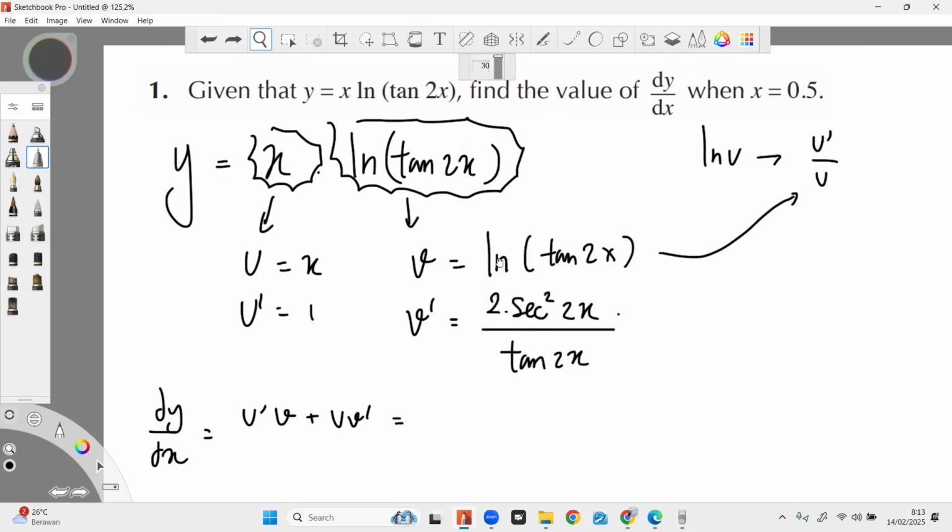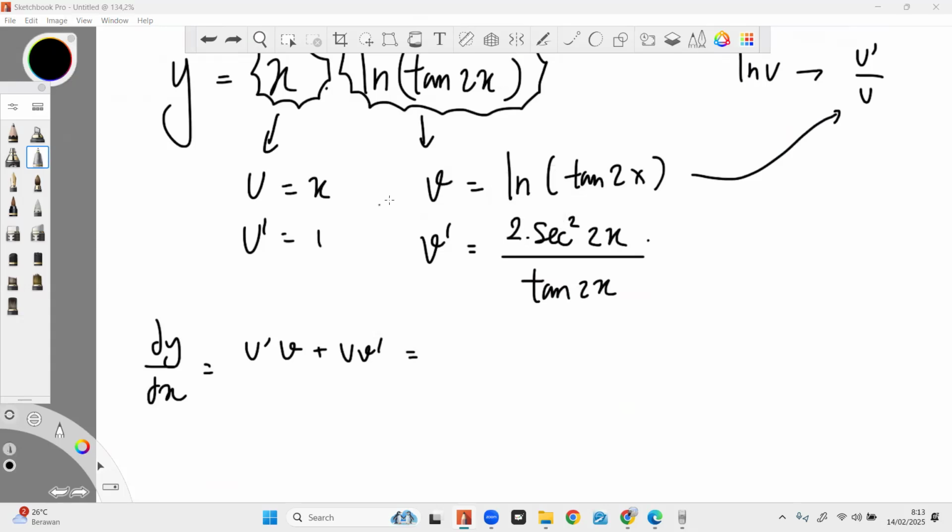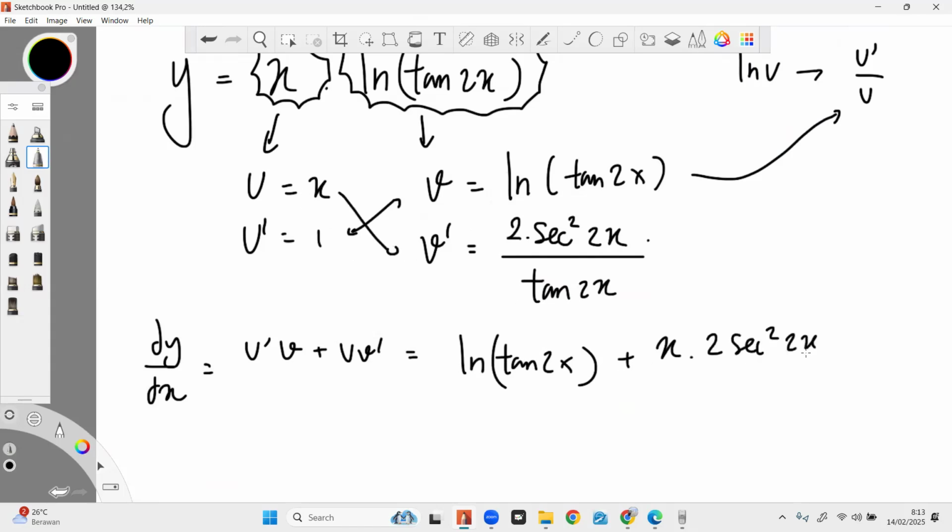Okay. Now put it inside. ln tan 2x times U', which is 1, plus U times V', x times 2 sec squared 2x over tan 2x. And it will be very, very easy to solve.